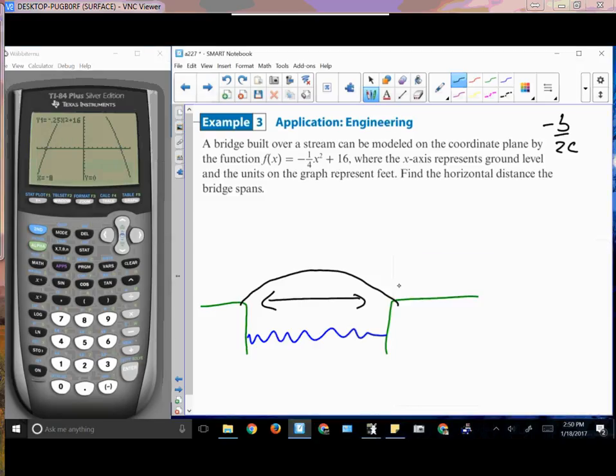So I know that this here is at 8. I know this side here is at negative 8. So how far is it between it? 16. Because it's 8. Look at the center here. That's a distance of 8. That's a distance of 8. So the whole thing has to be 16 feet.